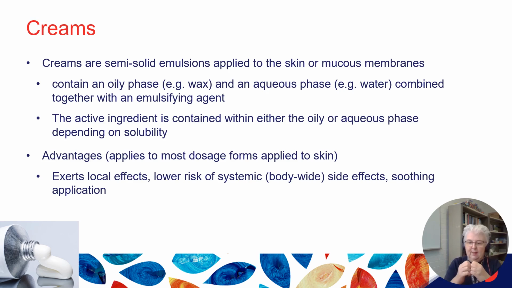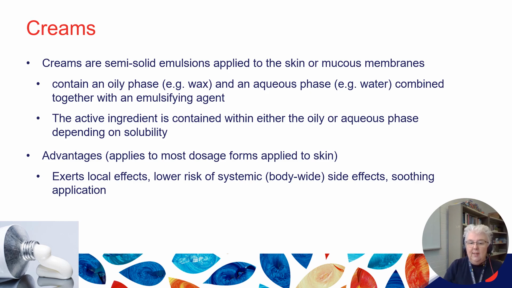Just get a glass of water, put a few drops of oil in it, and you'll see they don't mix. But if you use an emulsifying agent, the emulsifying agent actually combines the two phases together. And examples of emulsions are milk or mayonnaise, oil and water mixed together with an emulsifying agent. So in cooking, the emulsifying agent is usually something like egg yolk, and that helps bring the two phases together. So we combine the active ingredient with either an oily phase or an aqueous phase, and that depends on the solubility.